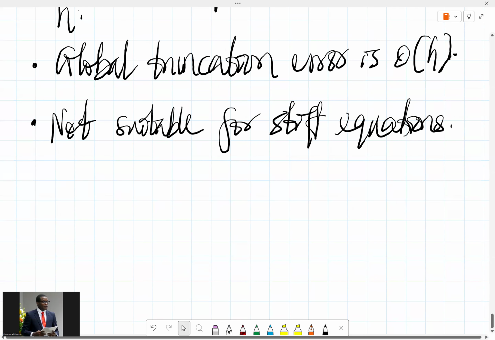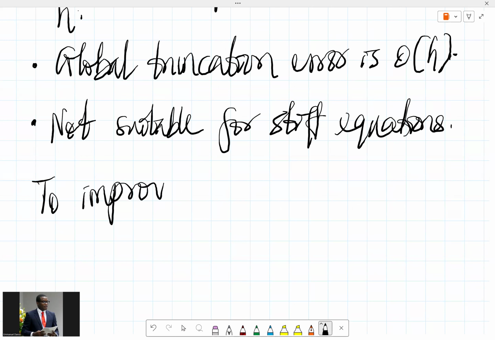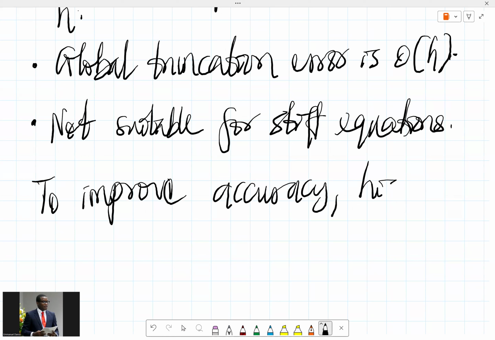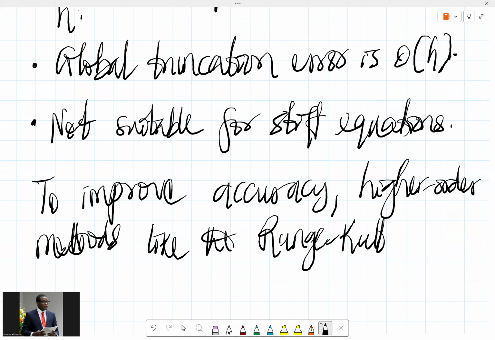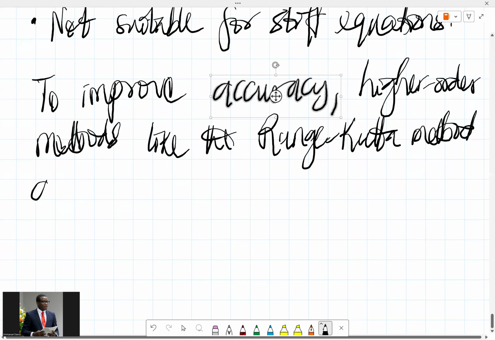That takes us to the next video, which you want to look forward to. To improve accuracy, higher order methods are often preferred, since Euler is just first order. Higher order methods, like the Runge-Kutta method, which we are going to see in the next video, are often preferred.